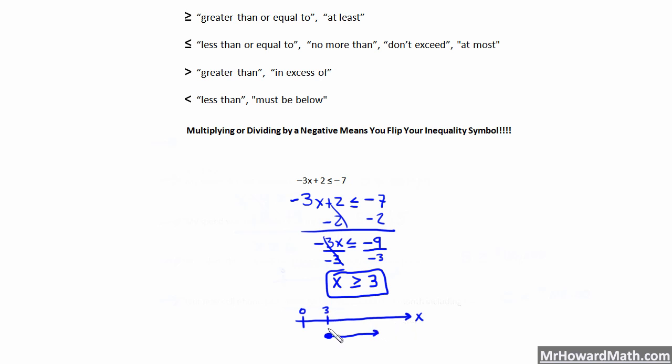So 3 is okay. 2.99999, not okay. 3.00001 is okay. 3 exactly is okay. 4 is okay. 7 is okay. 100, 1 million, they all satisfy this inequality. Alright, let's look at another example.